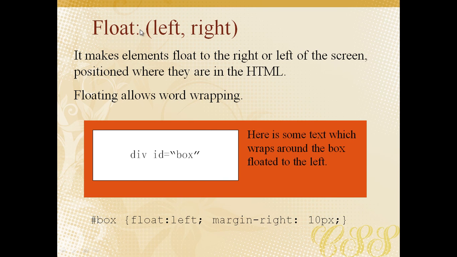So you have another attribute called float. It makes elements float to the left or right of the screen, positioned where they are in the HTML. So floating allows word wrapping. Here is some text which wraps around the box floated to the left. You have #box, float: left, margin-right: 10px.